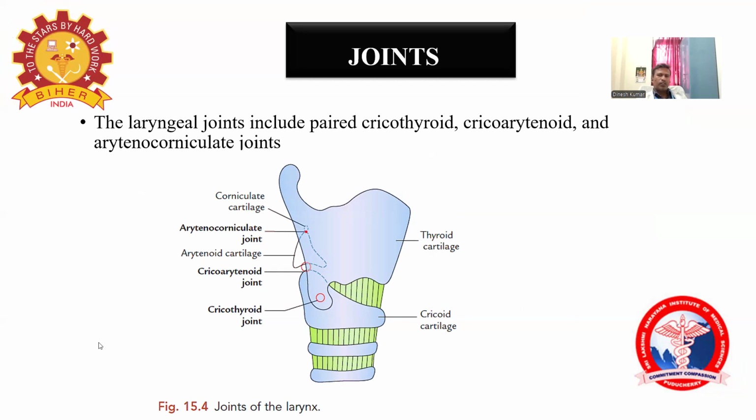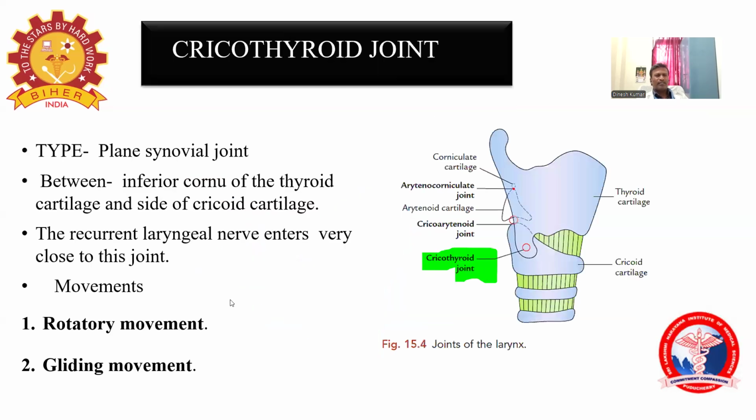You can see here what joints form in the larynx. The laryngeal joints include the paired cricothyroid, cricoarytenoid, and arytenocorniculate joints. This is the lateral view of the larynx. You can see the red highlighters. The small highlighters show the arytenocorniculate joints. Below them, you can see the junction between the cricoid and the arytenoid, the cricoarytenoid joint. The last one is the cricothyroid joint, between the thyroid and the cricoid cartilage.